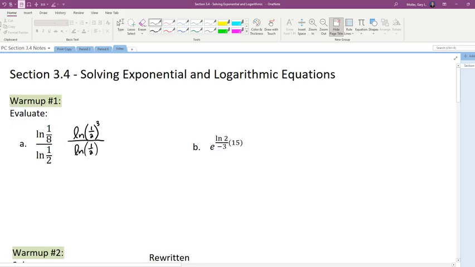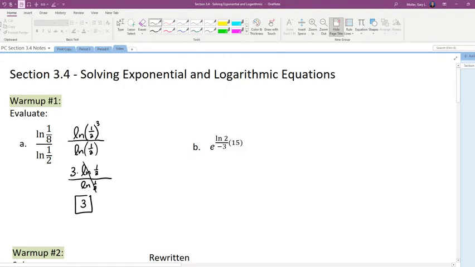And then I'm going to use rule 3 for expanding, and I'm going to rewrite this as 3 times the natural log of 1/2 divided by the natural log of 1/2. And since the natural log of 1/2 is just a number, we have a number divided by a number, which cancels out, leaving us with the number 3.